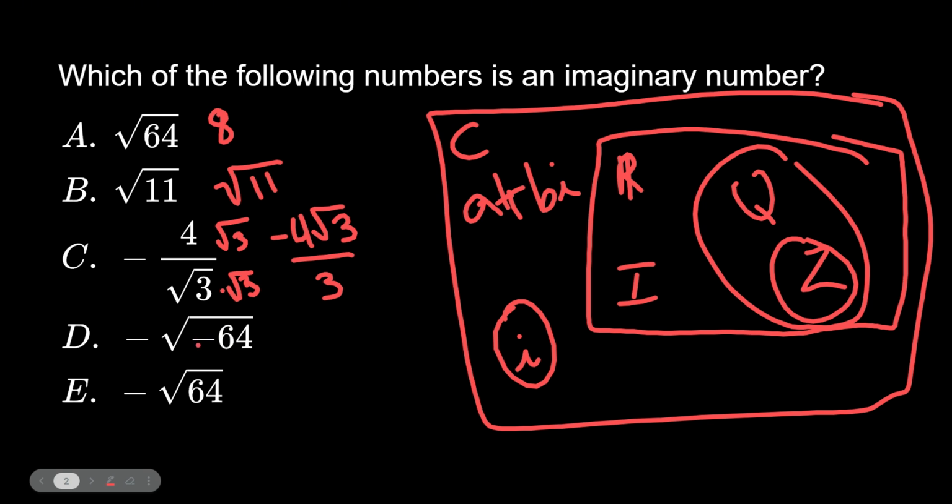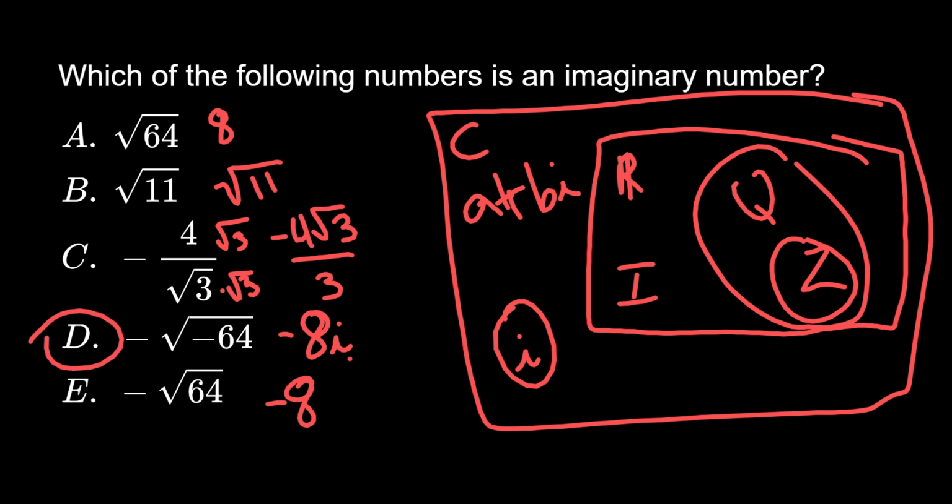Over here, we have a negative inside the square root of 64. What is that negative under the square root going to do? Well, that's going to turn into an i, along with that 64 being an 8. And then this last one, negative 8. But we've already figured out that D is our right answer because it has the i. And that's how we can do that first problem.